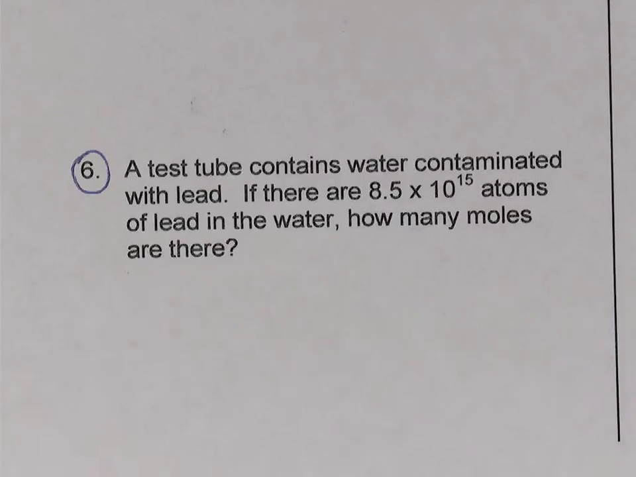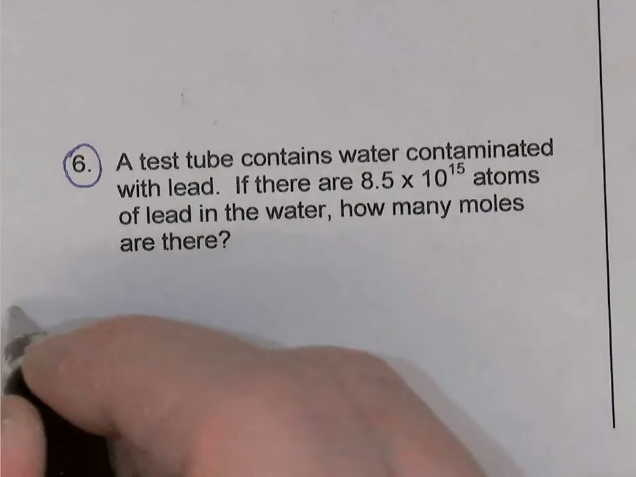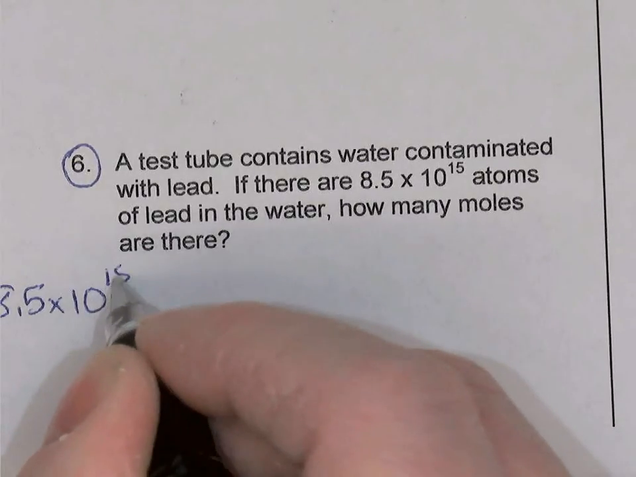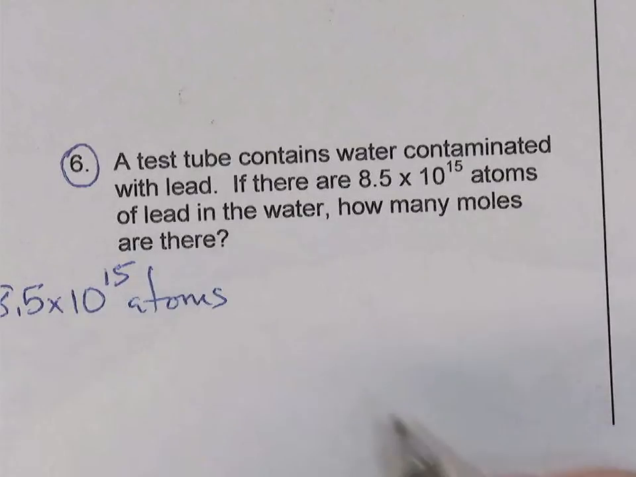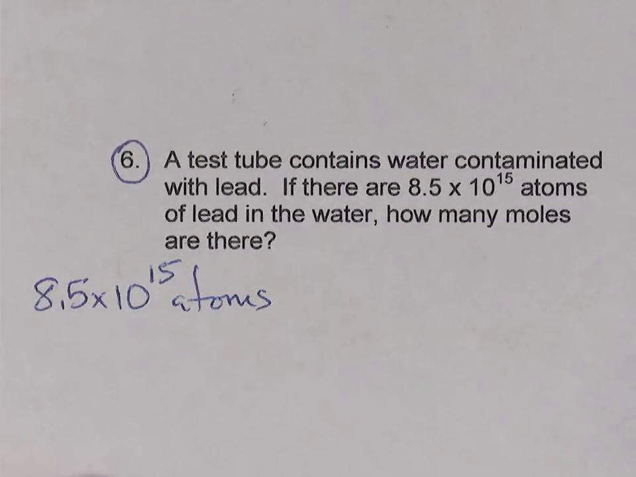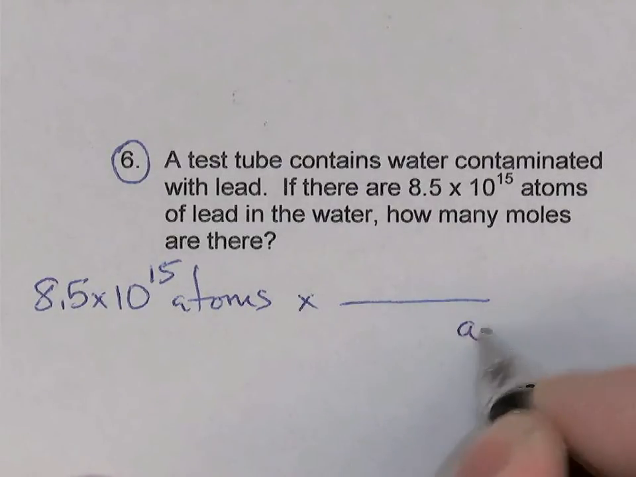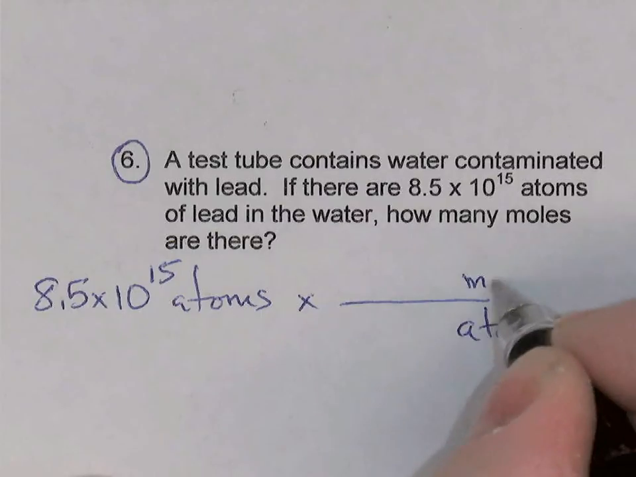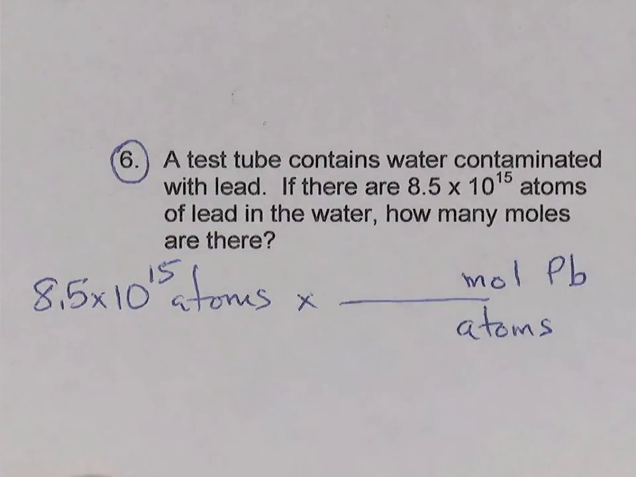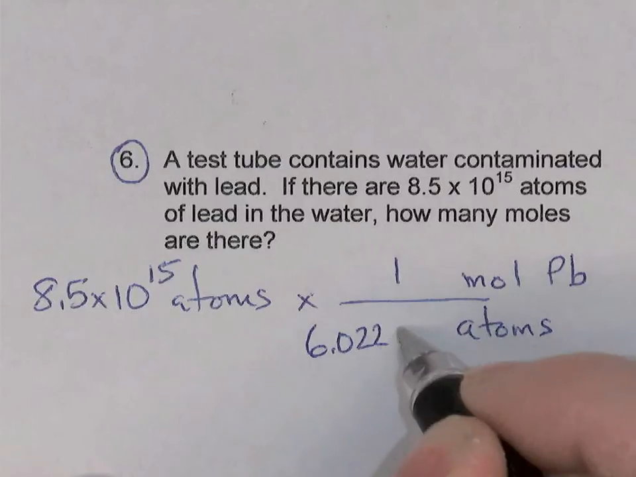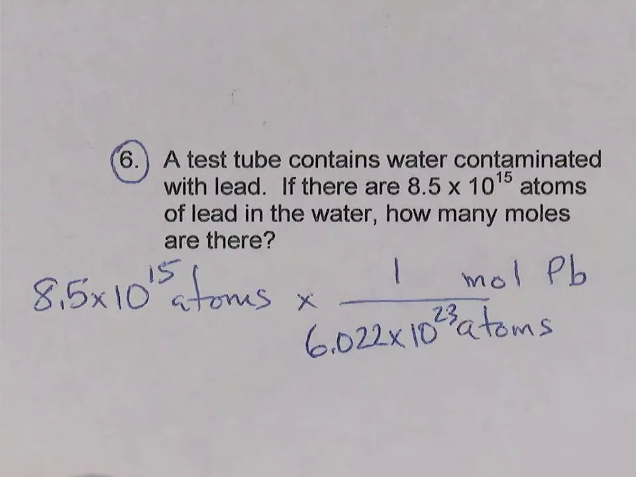So you have 8.5 times 10 to the 15 atoms of lead, and we want to know how many moles this is. So we'll set up a unit multiplier, we'll get rid of our atoms of lead, and we'll switch to moles of lead. The numbers here are Avogadro's number. 1 mole is 6.022 times 10 to the 23 atoms. Since lead is made of atoms, we have Avogadro's number of atoms.